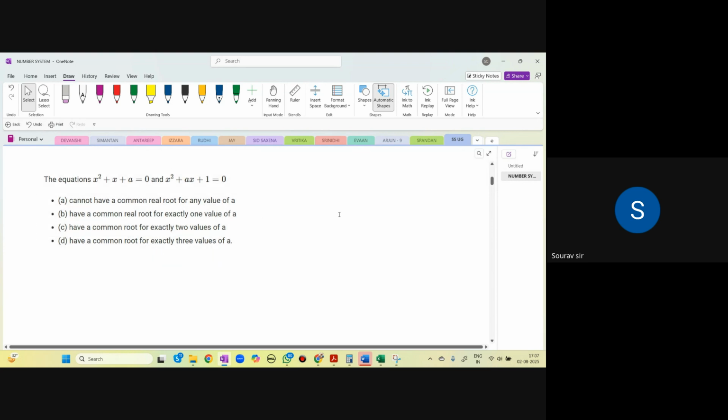Okay. This is the second type. X square plus x plus a equal to 0, and x square plus ax plus 1 equal to 0. These are two given equations. And the criteria is they cannot have a common real root for any value of a, have a common real root for one value of a, have a common root for two values of a, and have a common root for three values of a.